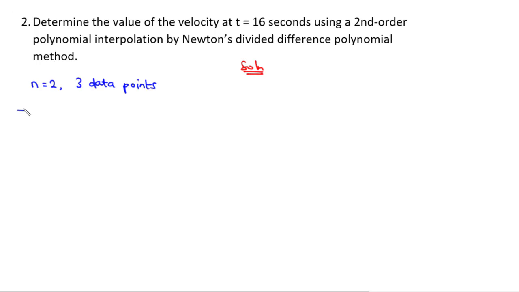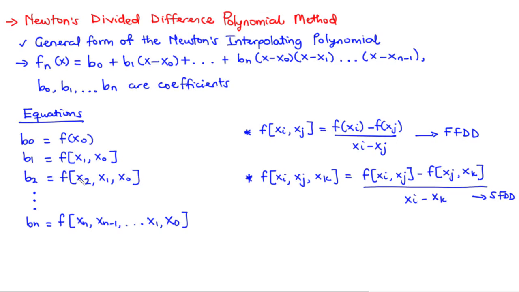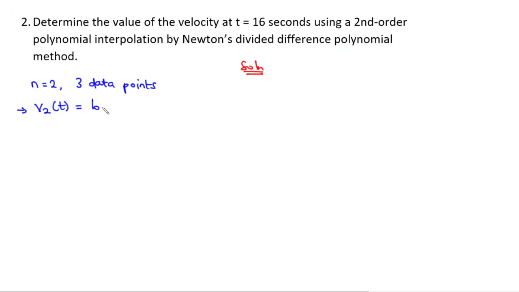So in that regard, we are going to have the velocity function, this time v2 of t, and that's going to be, from here, b0 plus b1 into brackets x minus x0. So let's write that first. So b0 plus b1 into brackets, we have t minus t0, since we have a function of time.